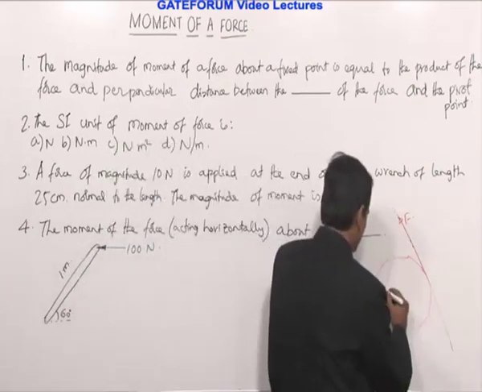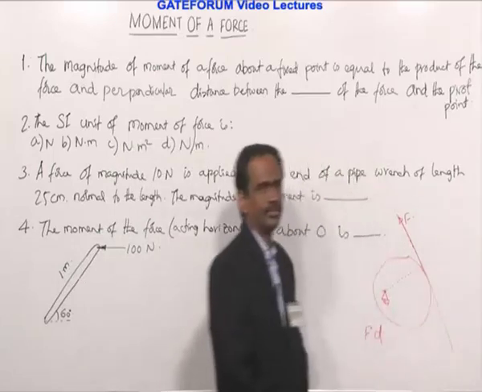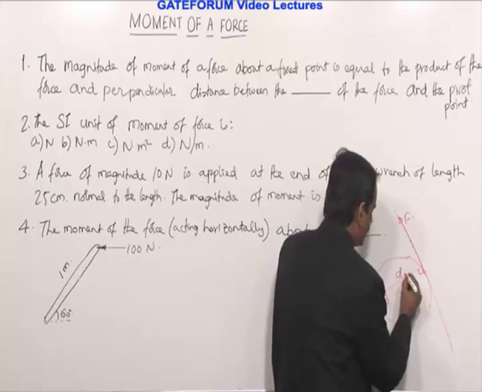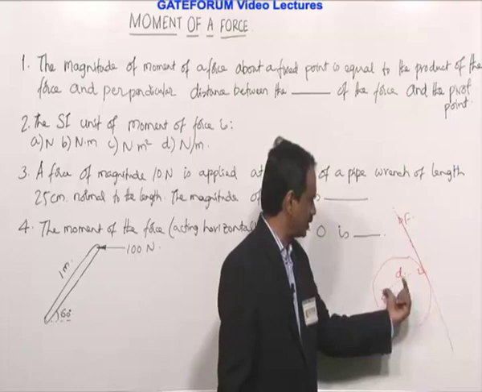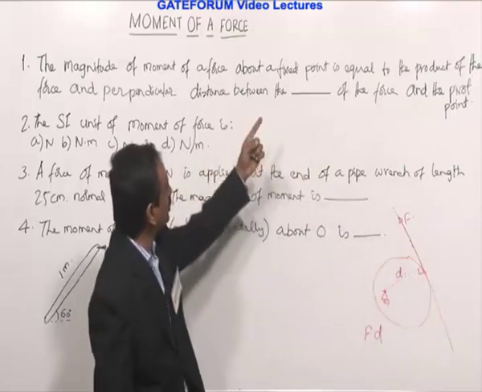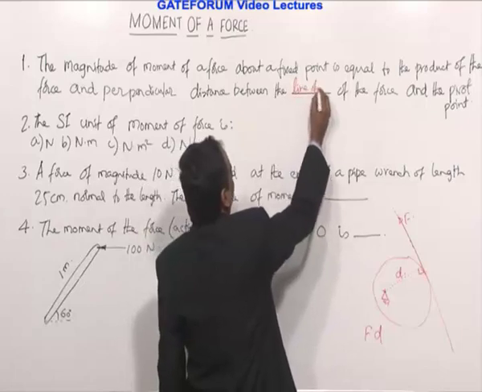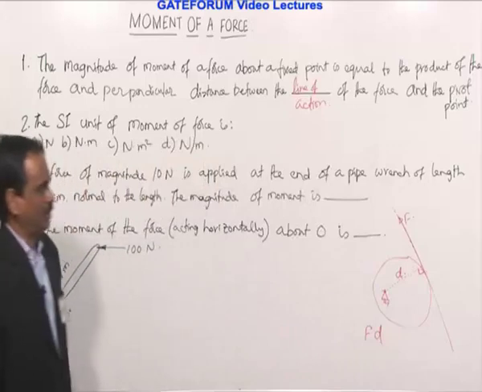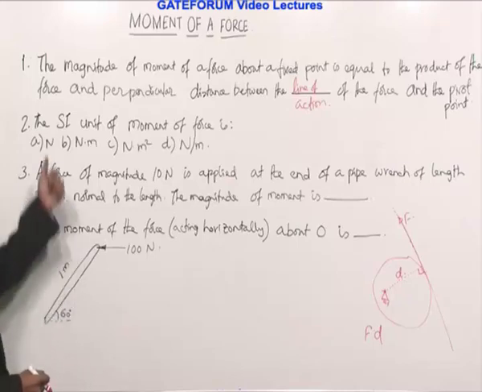If you try to recollect what we studied, it is nothing but the perpendicular distance of the line of action of the force from this, or in other words, the perpendicular distance between the line of action of the force and the pivot point. That's what we call the magnitude of the moment of the force.